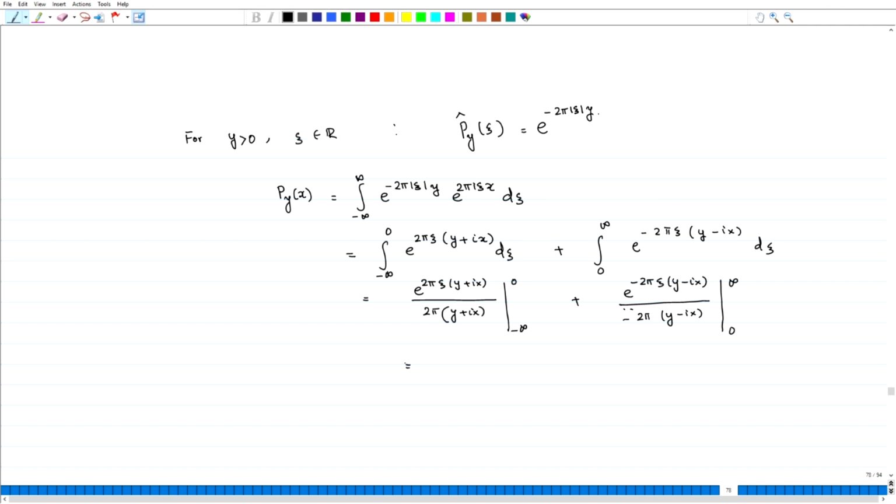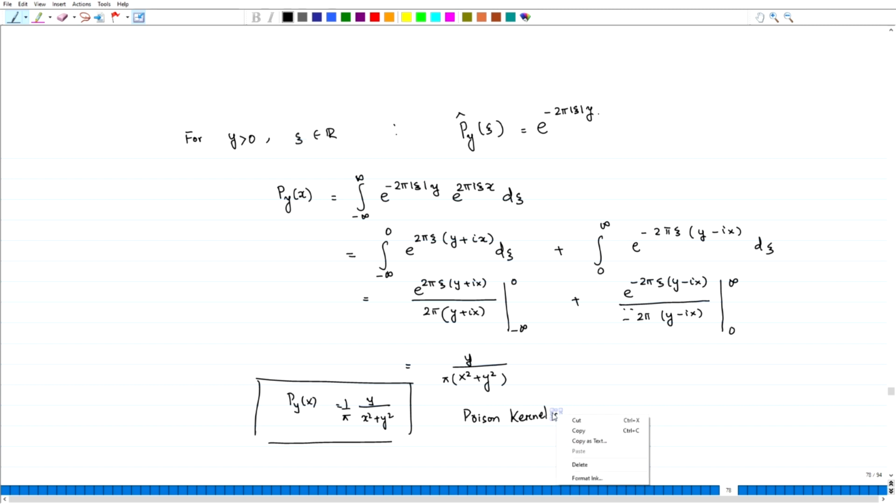So, this essentially is going to be y by x square plus y square. Just a simple verification of that. So this is our P_y(x), which has a factor of pi in it: P_y(x) equals 1 over pi times y by x square plus y square. This is called the Poisson kernel.